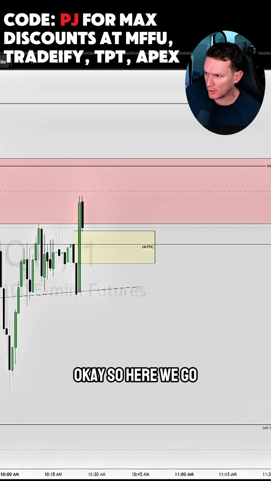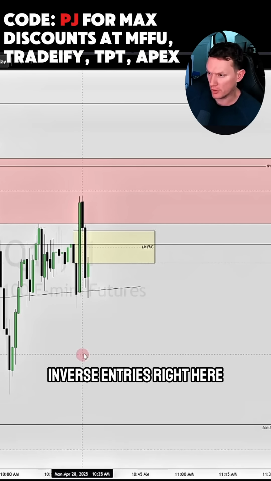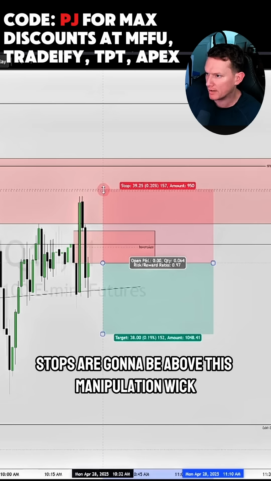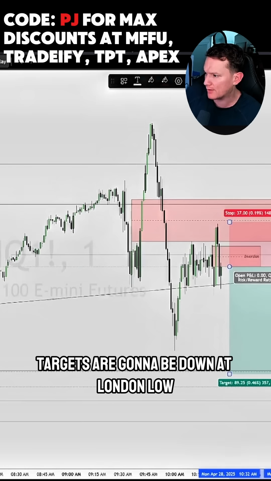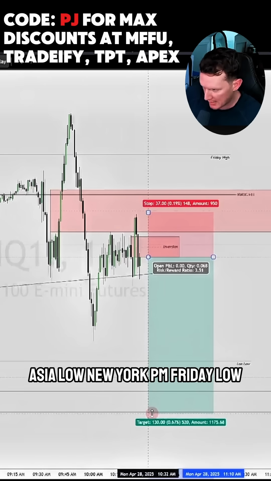Okay. So here we go. Boom. Inverse. Entries right here. Stops are going to be above this manipulation wick high into the 5-minute inverse. Targets are going to be down at London low, Asia low, New York PM, Friday low.